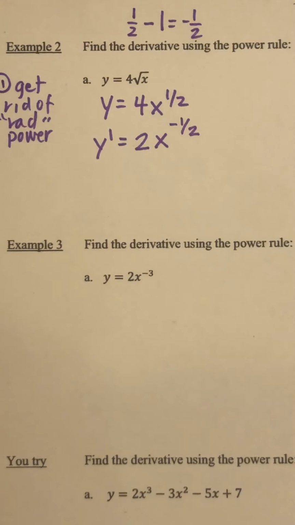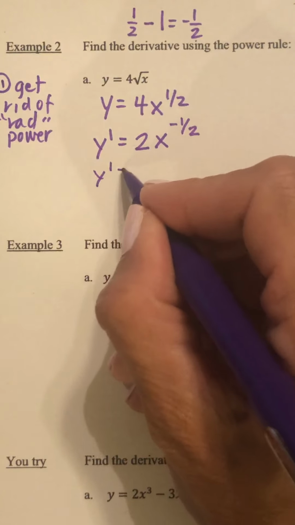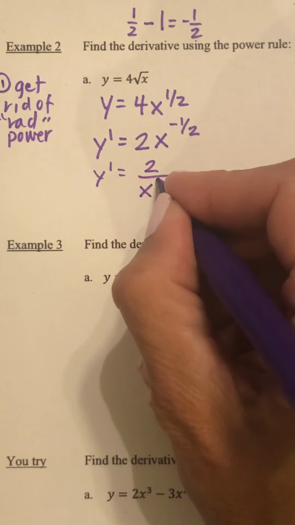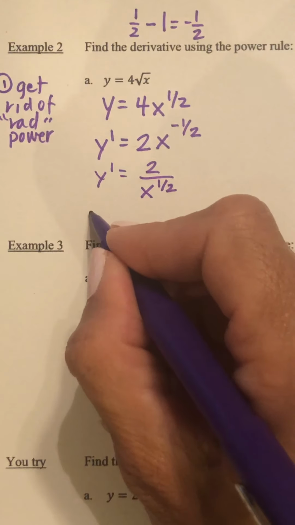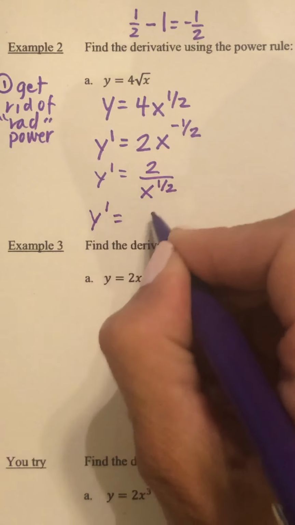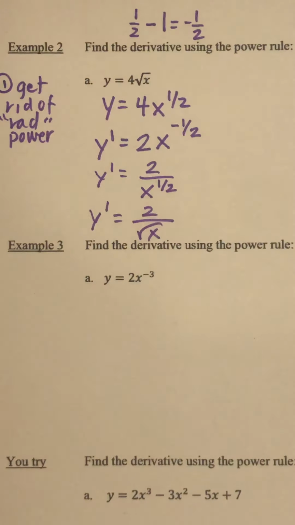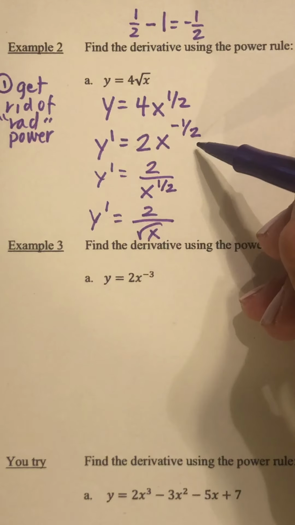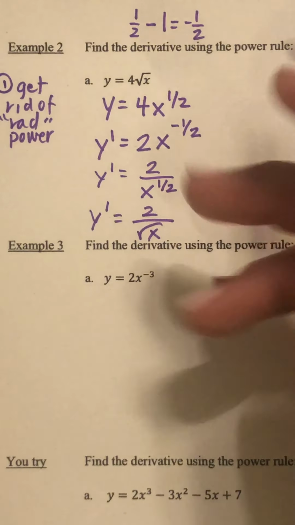Now, if it was multiple choice, they could totally mess with you and drop that x to the -1/2 power in the bottom, make it positive, and change it back to a radical. So y prime equals 2 over the square root of x. Interesting. So this is correct, this is correct, this is correct. You're more than likely going to see it like the first one.